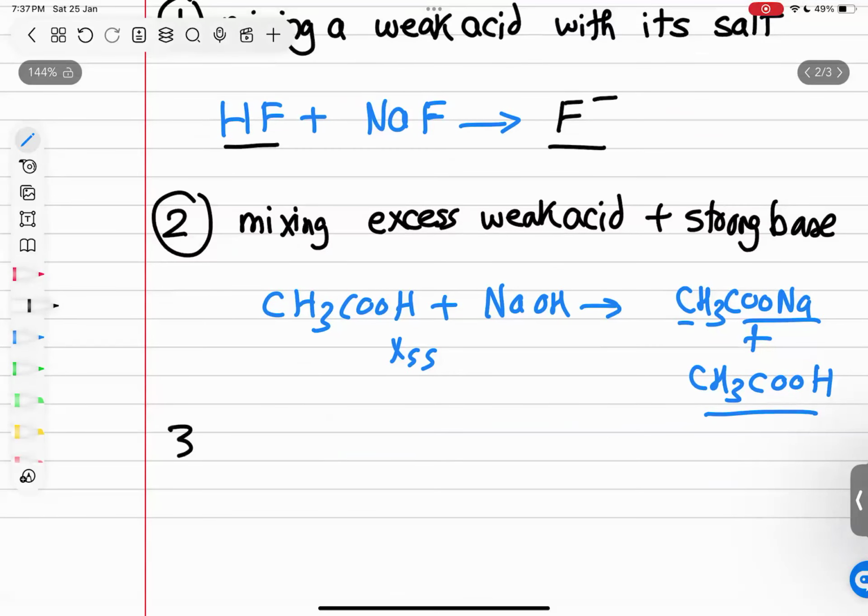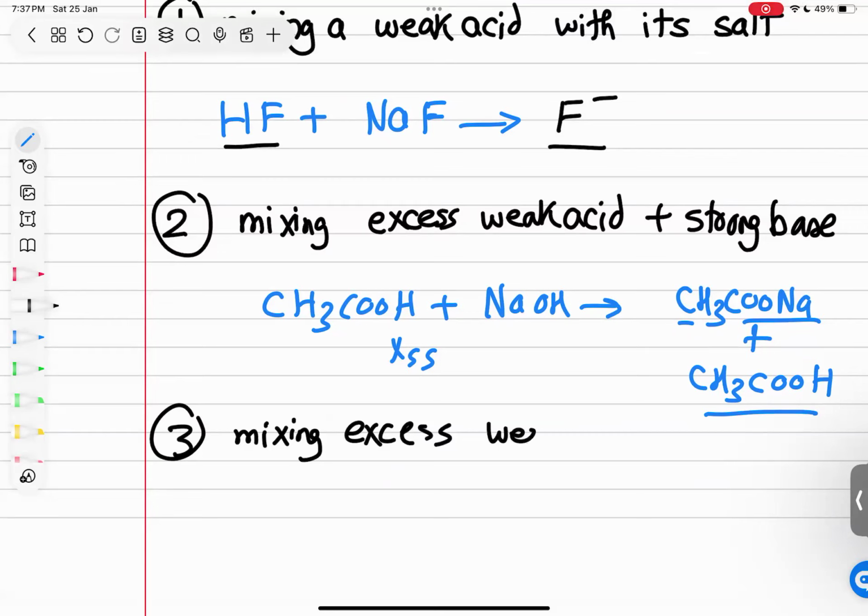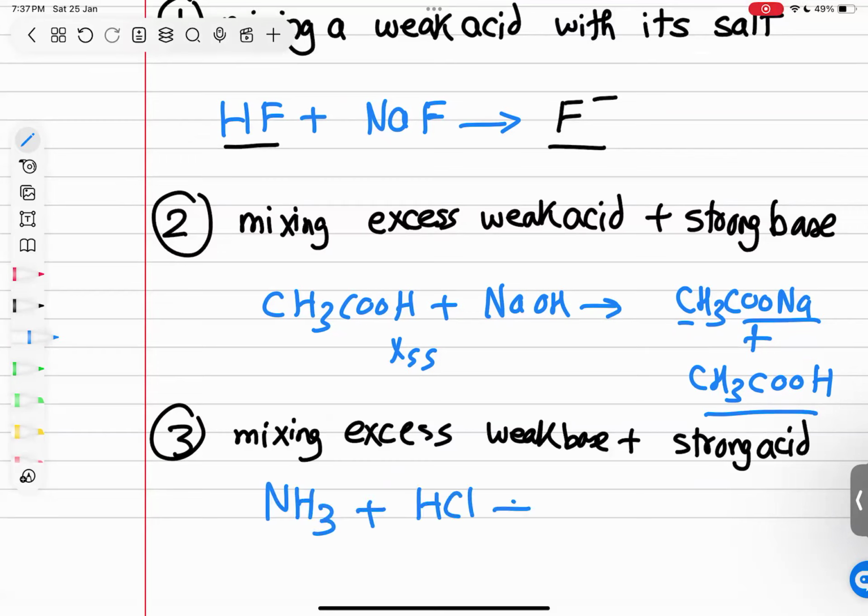The third method is by mixing an excess of a weak base plus a strong acid. So if you have, for example, the weak base NH3, and you mix it with a strong acid like HCl, you have formed NH4+, and since there is an excess, what remains also? NH3. So now you have the weak base and its conjugate acid.